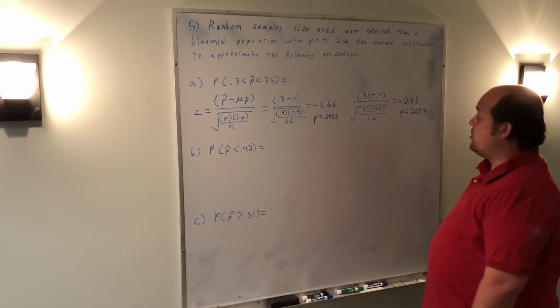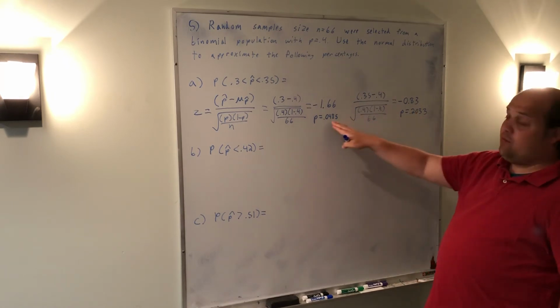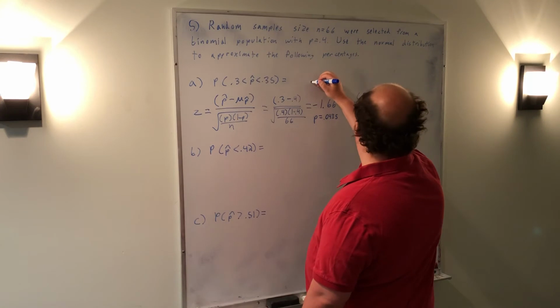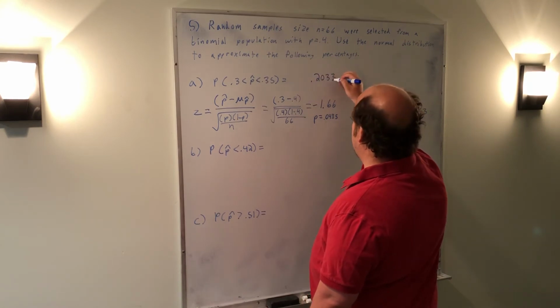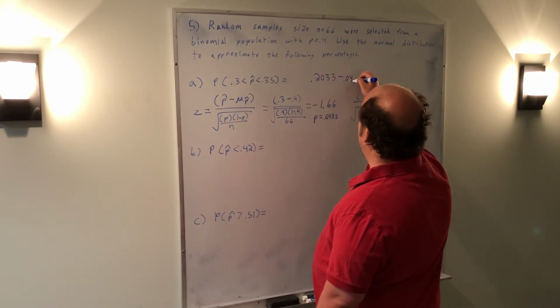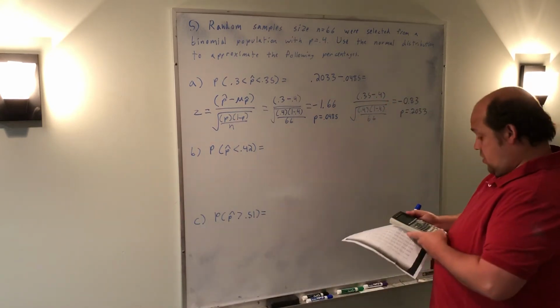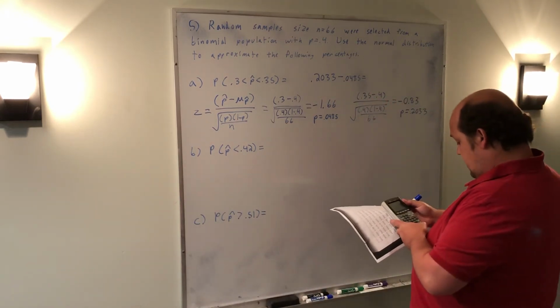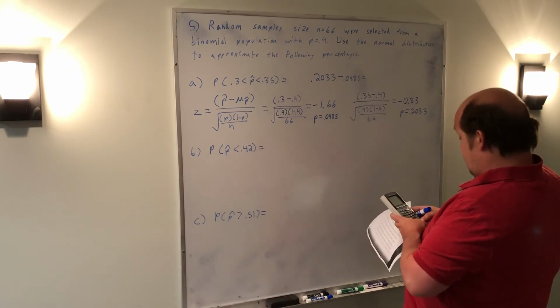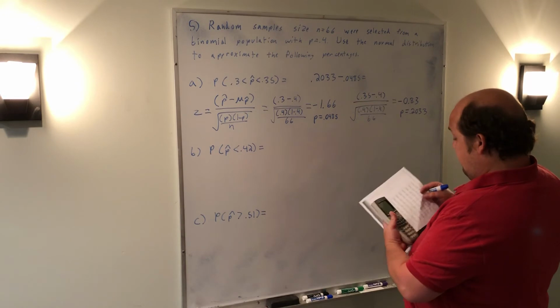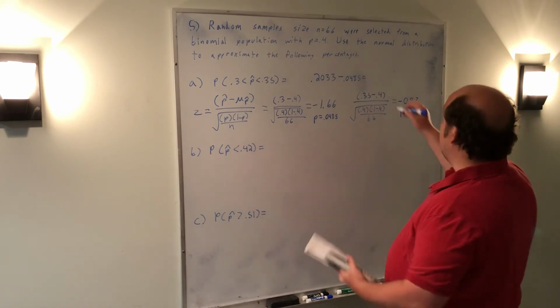For a between question like this, we take larger p-value minus smaller p-value. So the overall answer is going to be 0.2033 minus 0.0485. When I put that into my calculator, 0.2033 minus 0.0485, that's how I get my final answer of 0.1548.